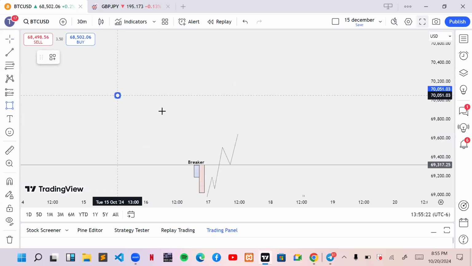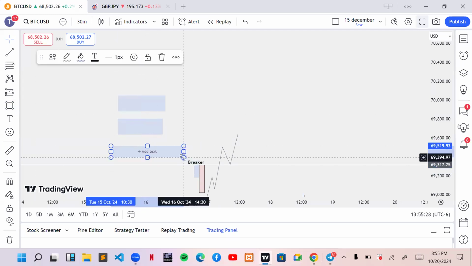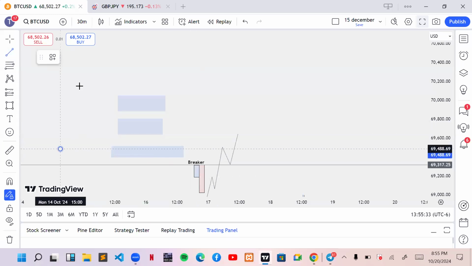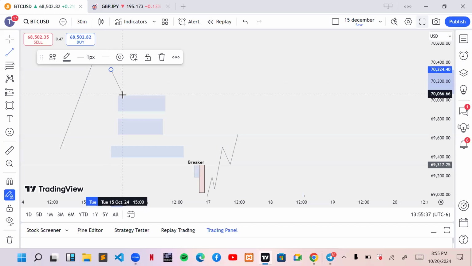So if there's a breaker here, there's also another breaker here, and then there's another block here. If the market does a structure shift, which is something like this, structure shift, and this is the first pullback here.